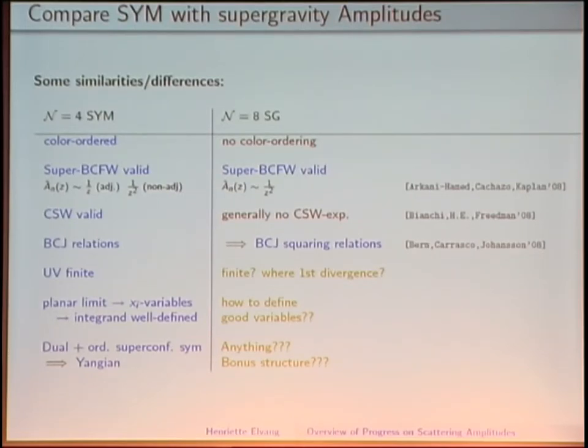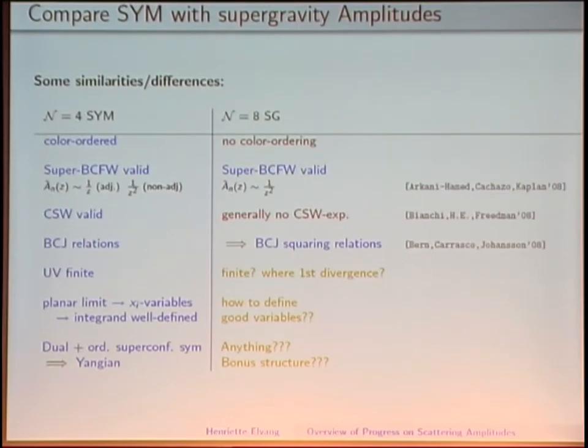Nonetheless, super BCFW recursion relations are valid for tree amplitudes in both theories. But if you look at CSW, while valid in n equals 4, it's not in general valid in n equals 8. The BCJ relations we saw yesterday are very interesting new developments. The way that they occur in Yang-Mills theory would be nice to clarify and understand better, and how the squaring relations work in gravity, and the underlying reason why these work, would be very nice to understand better.